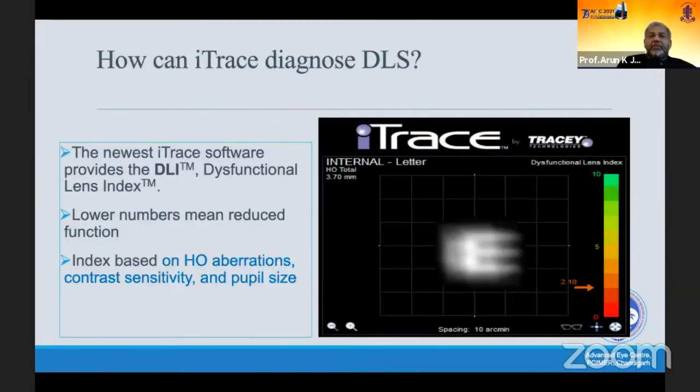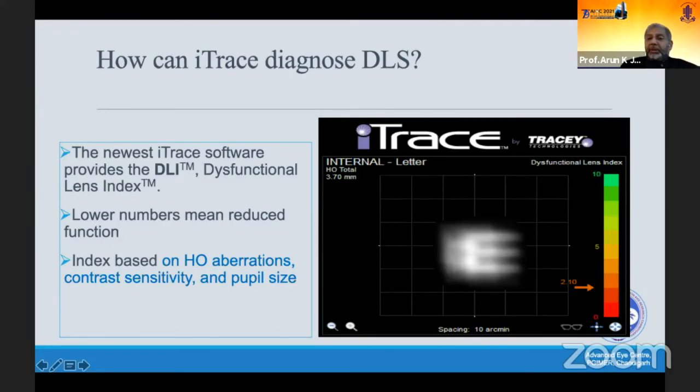So how can we diagnose this dysfunctional lens syndrome on the iTrace? We have a dysfunctional lens index score on the iTrace software, and it has a scale up to 10. The number 10 means the lens is clear and there is no opacity. A lower number means there is some dysfunctional problem in the lens, which could be based on higher order aberrations within the lens, and it also relates to the contrast sensitivity and the pupil size.